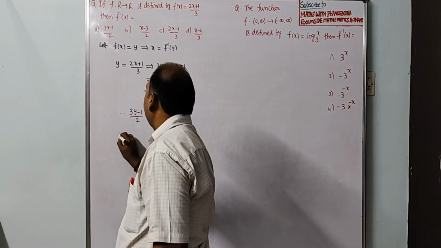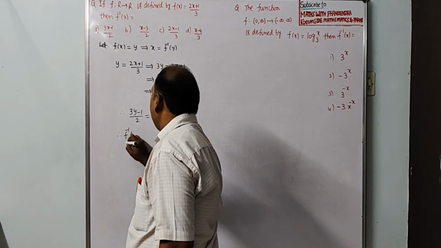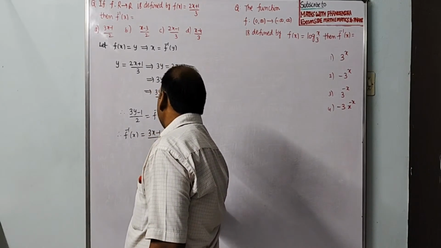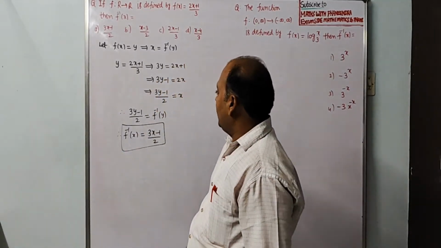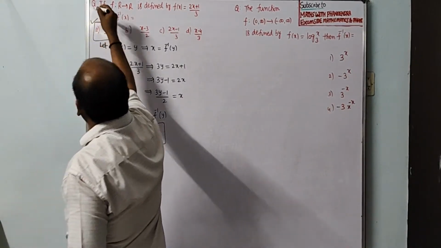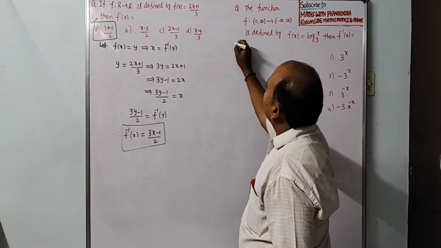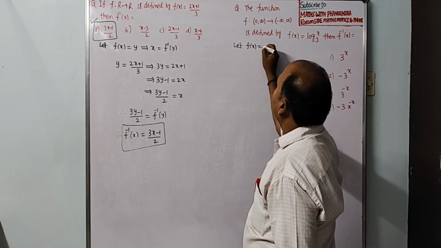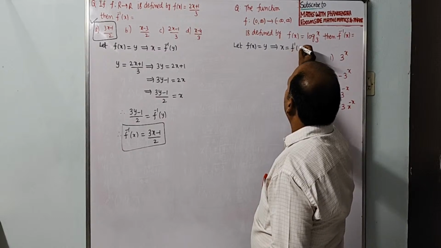But I want f inverse of x. Wherever y is there, replace with x. So 3x minus 1 divided by 2. Therefore, 3x minus 1 by 2 is there in the first option, dear students. Okay. Now come to this question. Here also same procedure. Let f of x equal to y. That implies x equal to f inverse of y.